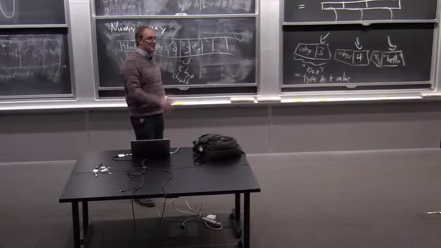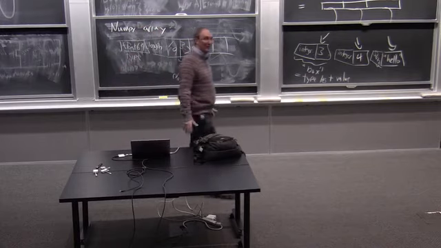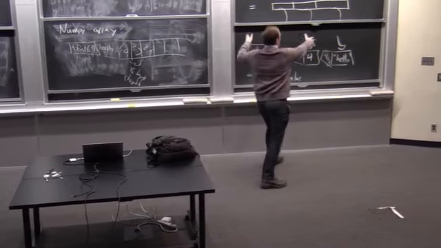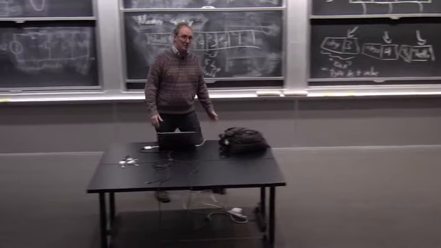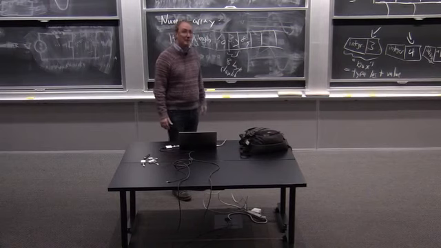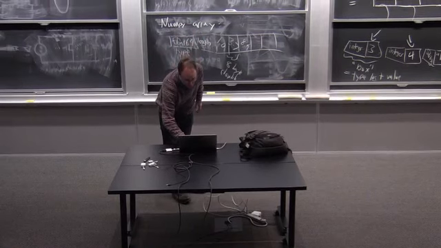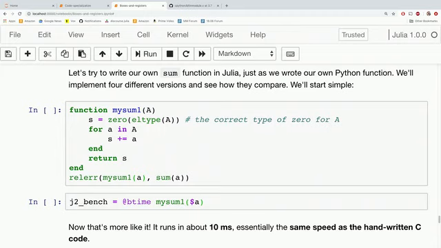In Julia, it's usually understood that if you're writing optimized code, you're not going to do it on arrays of pointers to boxes. You're going to write it on homogeneous arrays, or things where the types are known at compile time. Okay, so let's write our own Julia sum function.